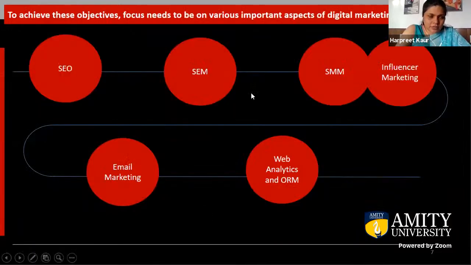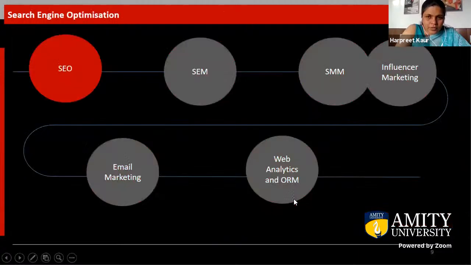So these are the various elements: SEO, SEM, SMM, influencer marketing, email marketing, and web analytics. There are others also like affiliate marketing, mobile marketing, remarketing, programmatic marketing, or doing shopping ads. There are various smaller nuances. I'm not going to touch on those because that will need another detailed session. These six themselves are big enough pillars. So let us look at one by one.